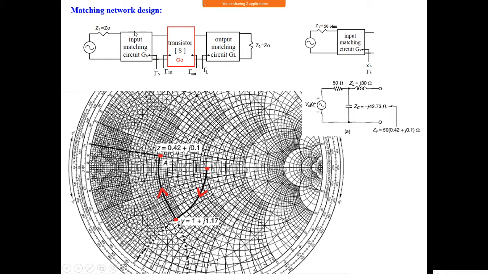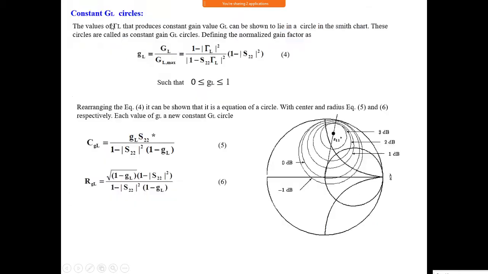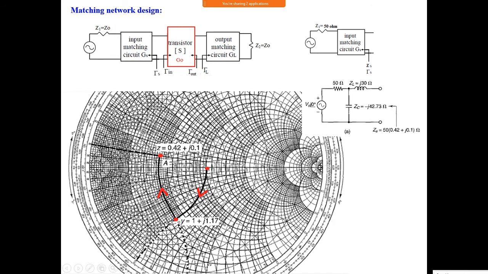If this matching network is not there, then the value is 50 ohm; for example, z0 means 50 ohm. If you do not have this input matching network, without that impedance matching network, if you look like this, that is 50 ohm. But actually you cannot take 50 ohm because it gives a 0 dB gain. I want a 2 dB. For 2 dB, what value do I want? It should be 0.42 plus j 0.1.